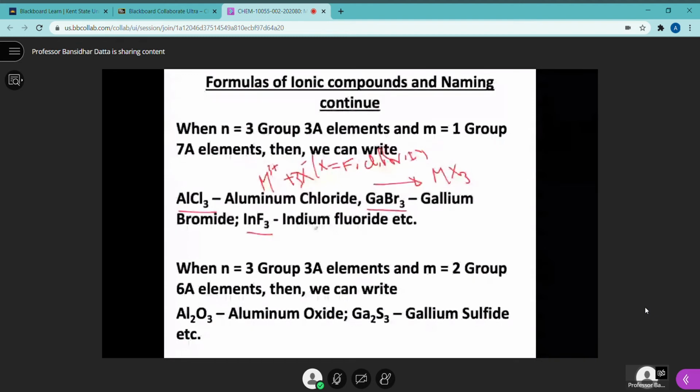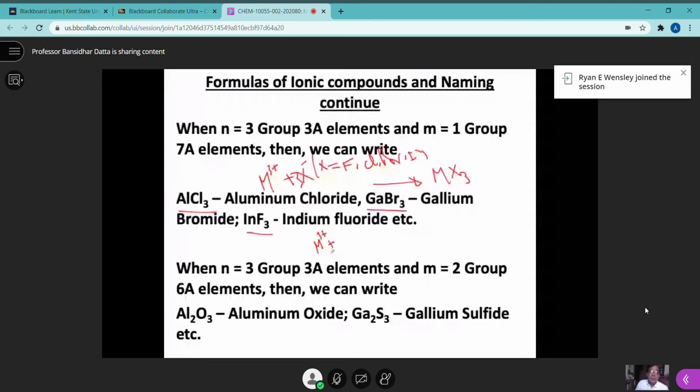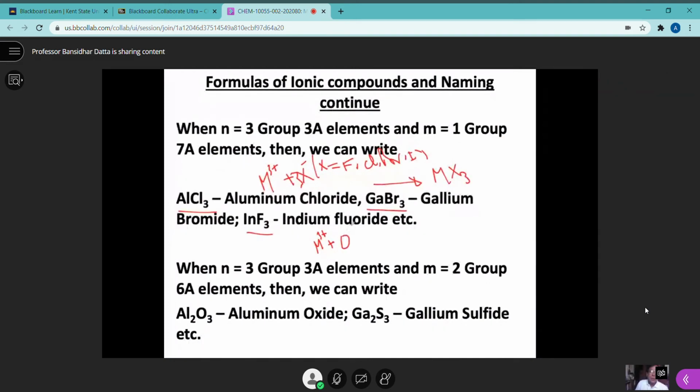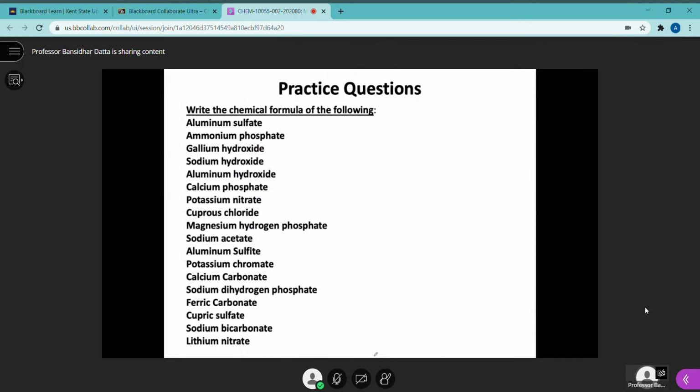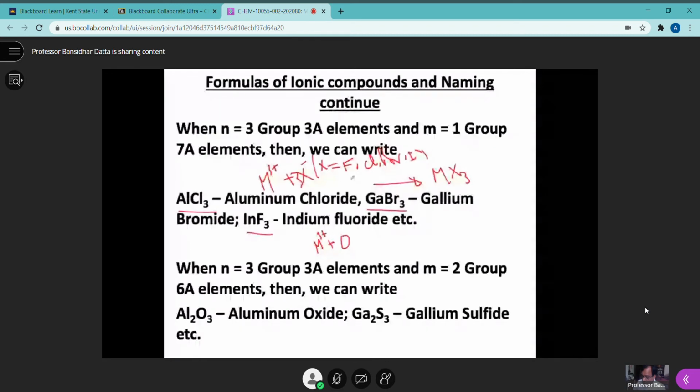Everybody okay, right? Likewise, if n equals 3, group 3 elements, M3 plus, same thing, right? M3 plus, and then we are doing the compound with group 6 elements. Group 6 elements include oxygen, and oxygen is 2 minus, am I right? Oxygen is 2 minus. Just give me 1 second. I'm skipping my cursor again. I have to do something. All right. So let's say this is 2 minus.